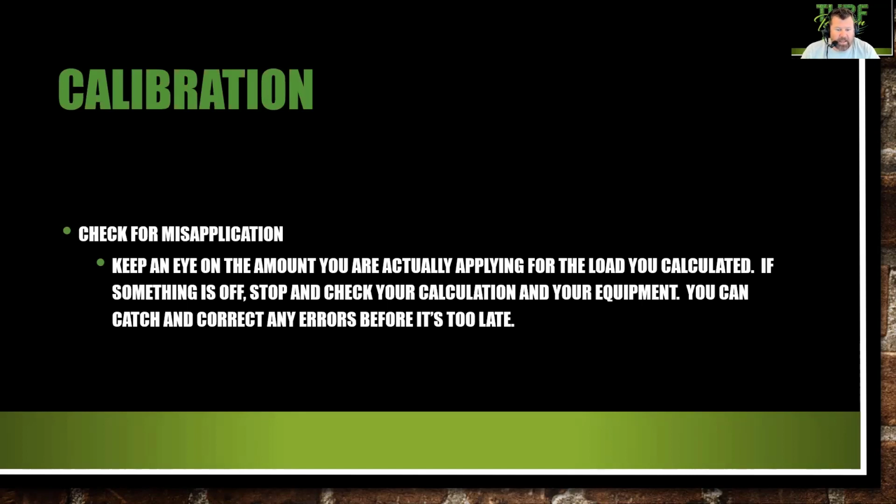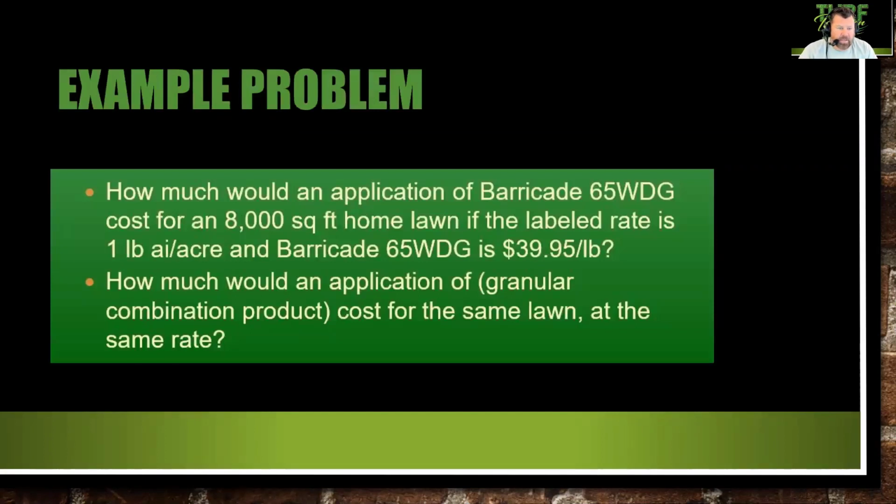So let's take a sample problem here. How much would an application of Barricade 65 WDG, that means water dispersible granules, cost for an 8,000 square foot home lawn if the labeled rate is 1 pound active ingredient per acre and the Barricade 65 WDG is $39.95 per pound? Then we're going to say, how much would an application of a granular combination product cost for the same lawn at the same rate?